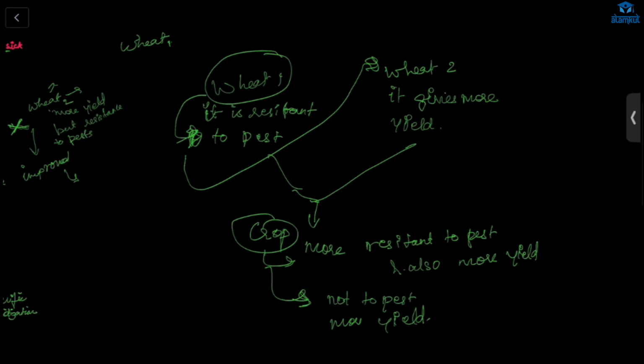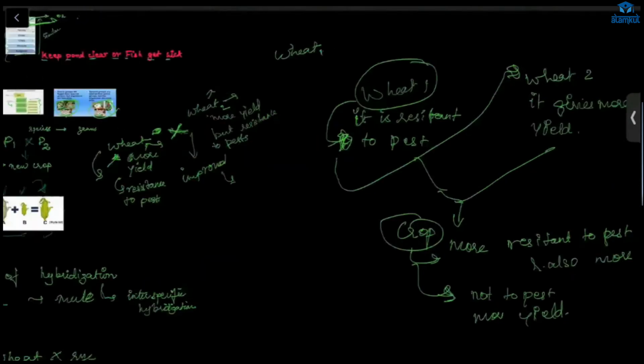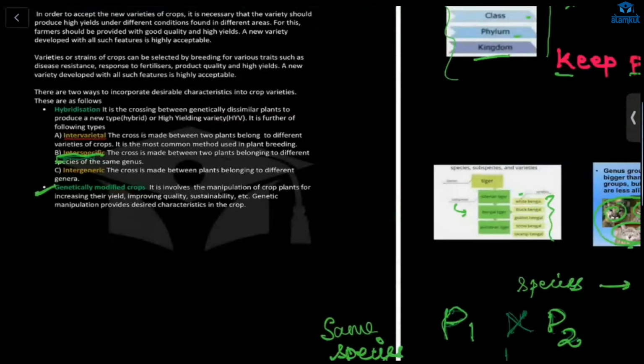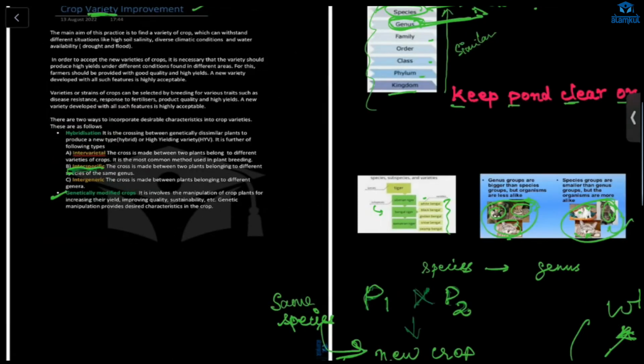So this crop which is genetically modified, we call genetically modified crops. It will give us desired characters. Sometimes an undesired character will also come.